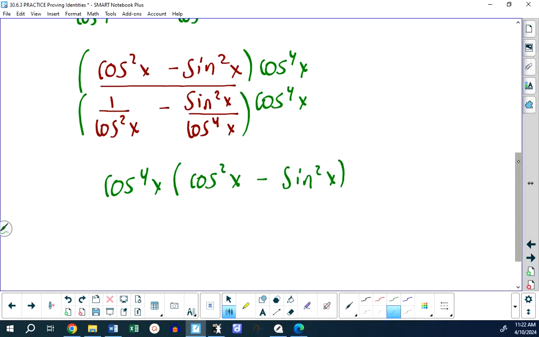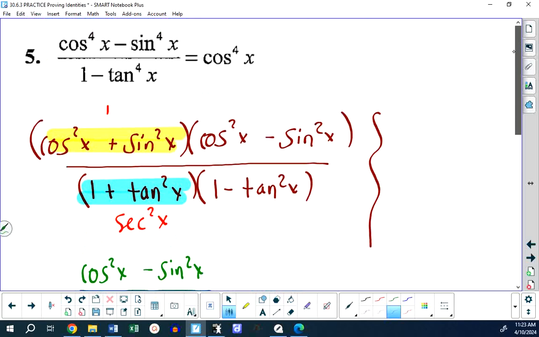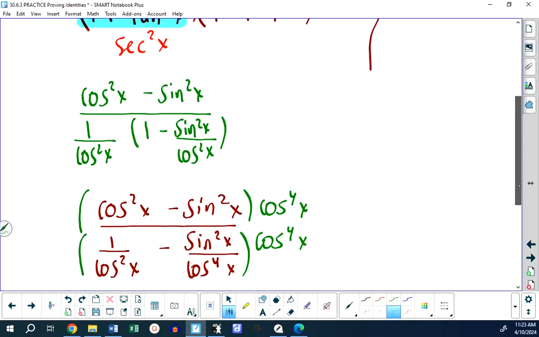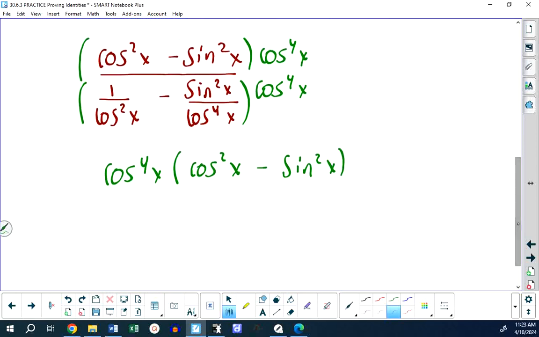And I want to pause there. Why am I not physically multiplying out that cos to the 4 of x by the other stuff on the top? Because I want to get the whole thing to be equal to cos to the 4 of x, right? Which means if the whole thing is in fact on the other side equal to cosine to the 4 of x, there ought to be a way to get rid of that cos squared x minus sine squared x. So leave it out there as a factor.